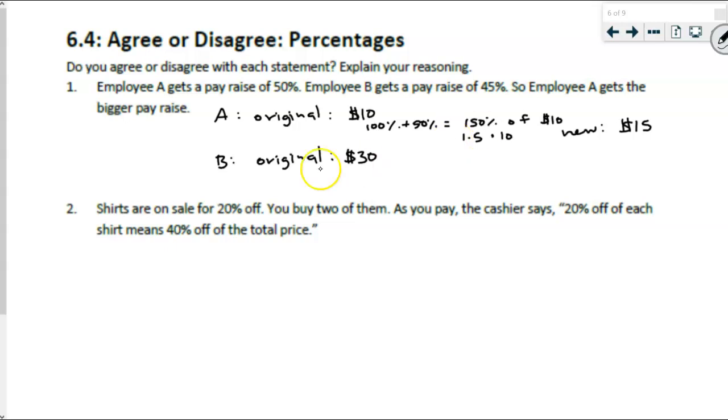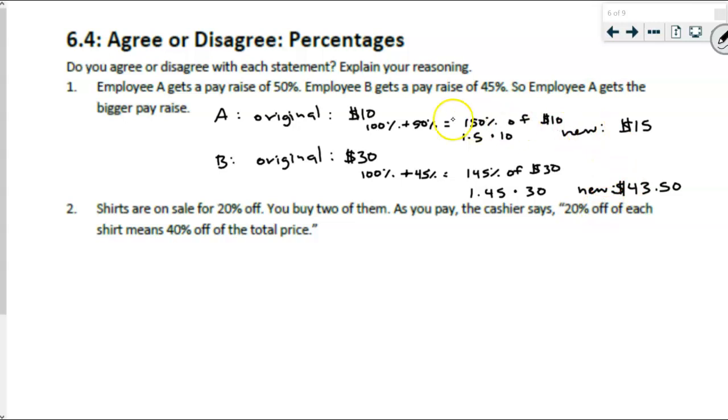So $30 for the CEO getting a 45% pay raise, so 100% plus that 45% is equal to 145% of the $30. What I'm typing into my calculator is 1.45 times 30, and what is the CEO's new pay rate? I haven't done the calculation. What's 1.45 times 30? Luke thinks 43.5. Yep.